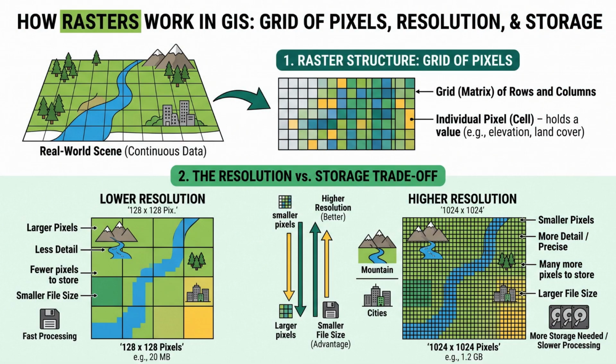And that's where rasters come in. Yeah, a raster handles this by blanketing an area in that uniform grid of pixels you mentioned. The smaller the pixels, the higher the resolution, but the heavier the file size becomes, I imagine.